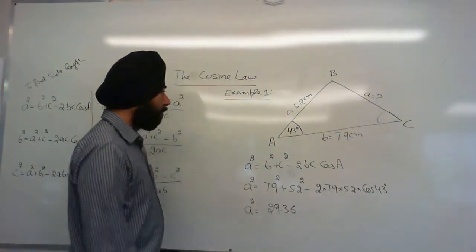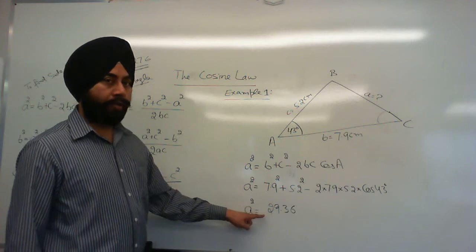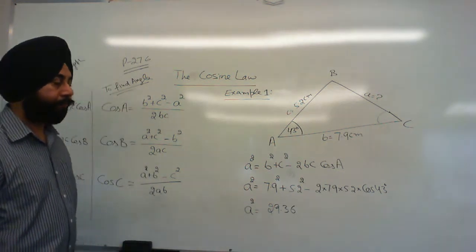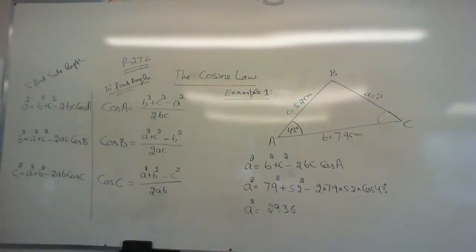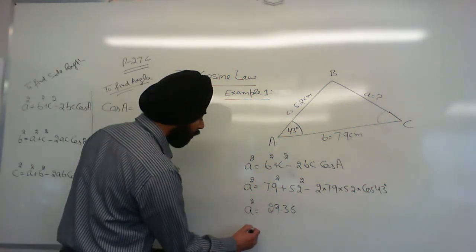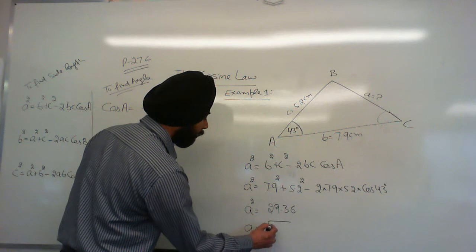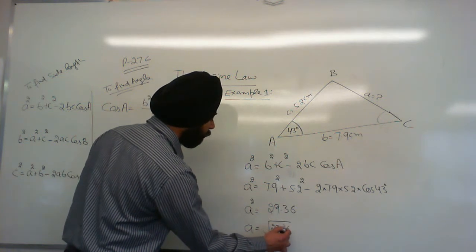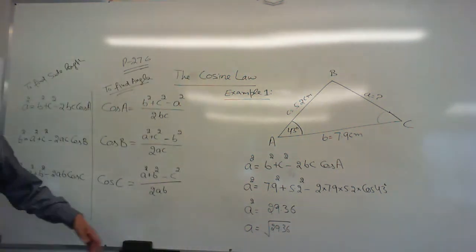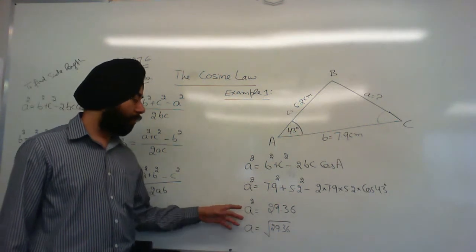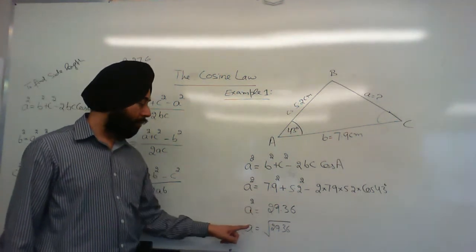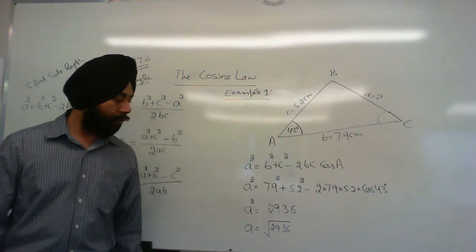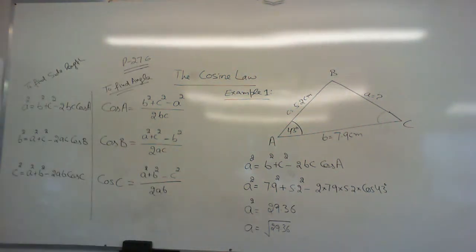29.36. Okay, now this is A square. How would you find A from it? If A square is 29.36, how would you find A? To convert this into A, you need to find the square root of that number. You have to remember this. This will come again and again. A square is equal to this, so A will be equal to the square root of that number. Square root of 29.36.